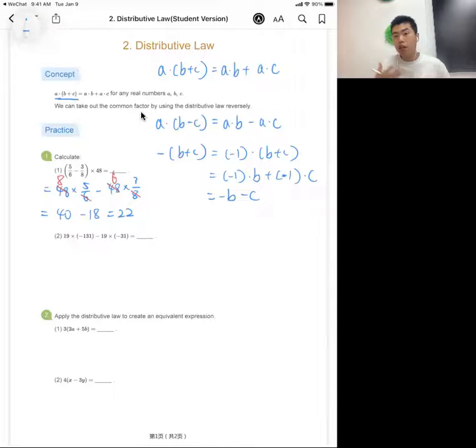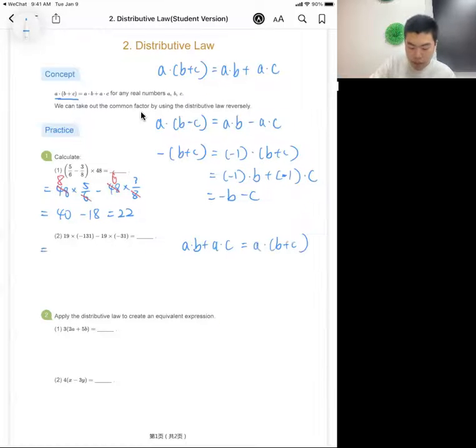That is saying that we can go from the right-hand side to the left-hand side. So imagine we first have a times b plus a times c. In these two terms, they both contain an a. That means we can factor out this a and then use the parentheses to include the b and c. So we see that it's just the reverse way of doing the distributive law. And in this case, it's actually super helpful.